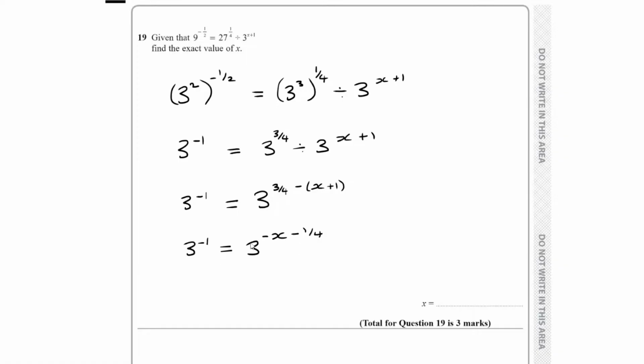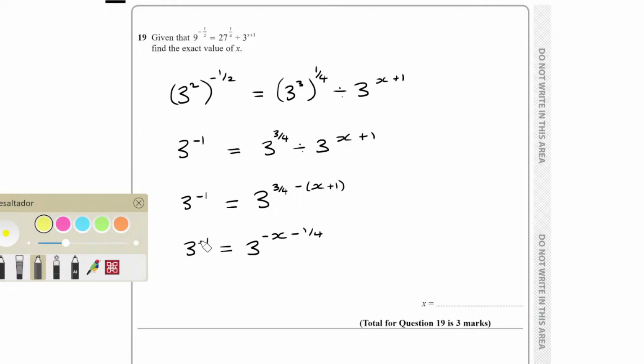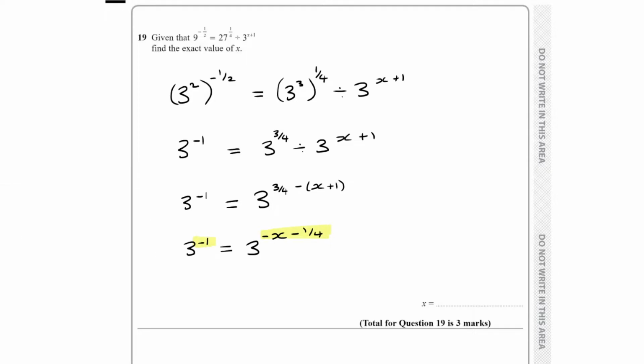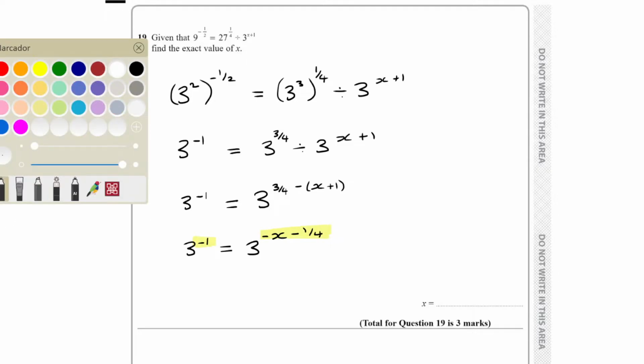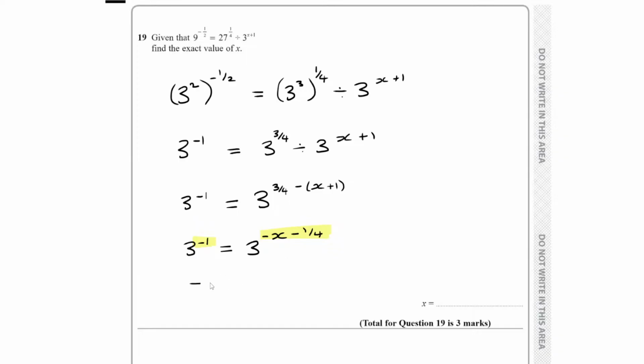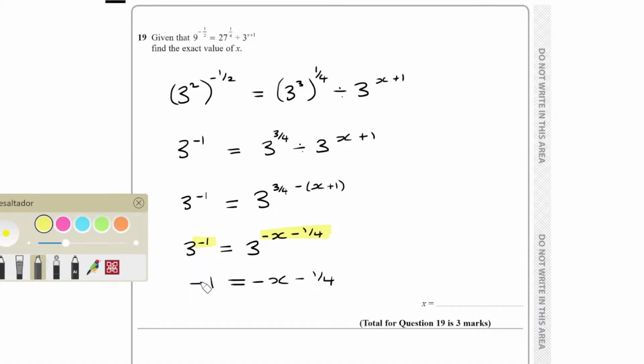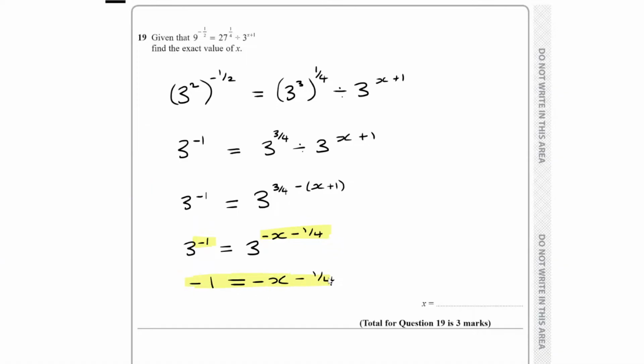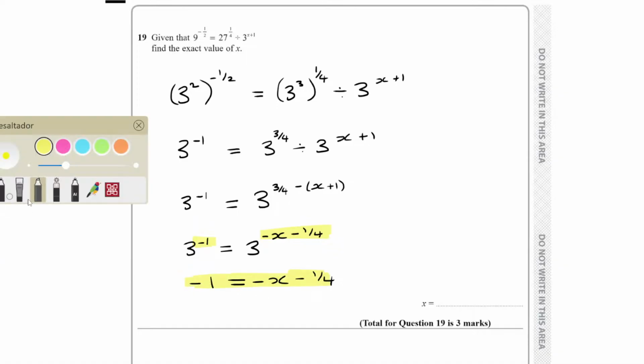So 1, 3 here, 1, 3 here. If 3 to the power of minus 1 is equal to 3 to the power of something else, then surely those powers are also equal. So this is where I can now forget about the 3's and just go, right, here's my equation. Right, that's my equation. And now, because it said find the exact value of x, I just need to solve it. That's just a linear equation.